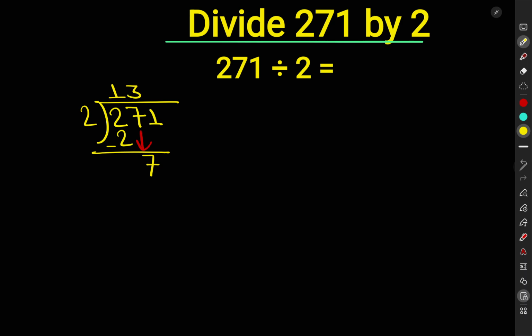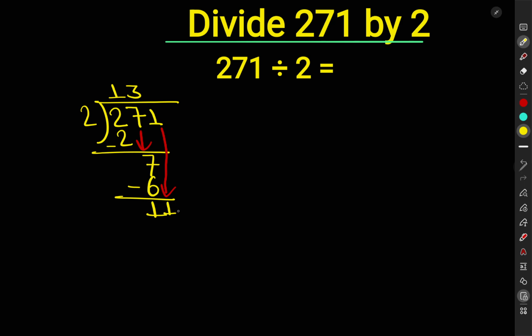So 2 times 3 means 6. On subtracting we get 1. So now this 1 is less than 2, so we put down the number beside this 1.